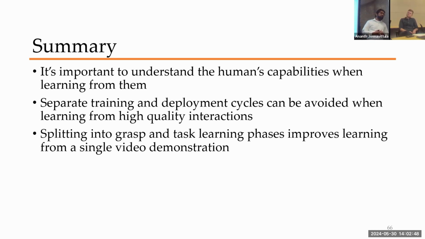Next, when we want to learn from low quality data, like a video demonstration, it's very important that we split the task into grasp and task phases. And as we saw earlier, if we don't do this, the reward function is sparse, and then the robot has no idea how to explore.